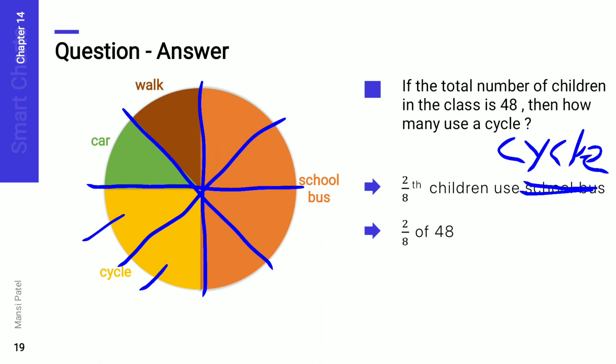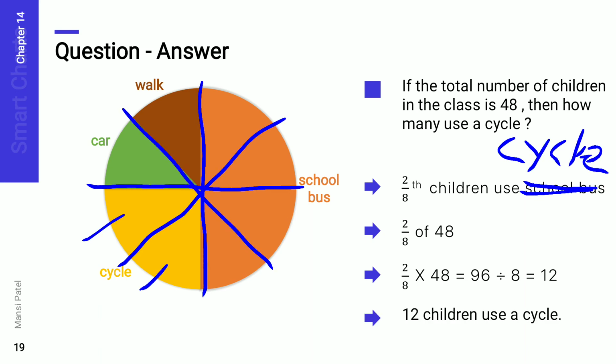So 2 upon 8 of 48. Do the multiplication. 2 multiplied by 48 is equal to 96. 96 divided by 8 is equal to 12. So we can say that 12 children are using a cycle to come to school.